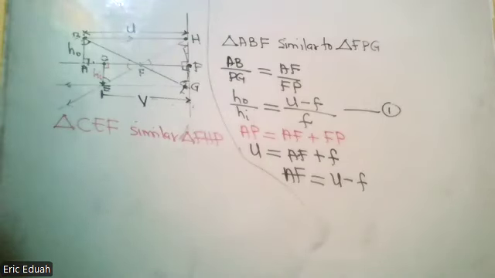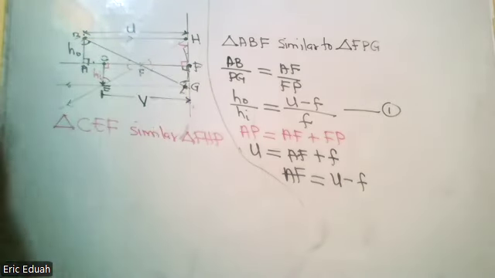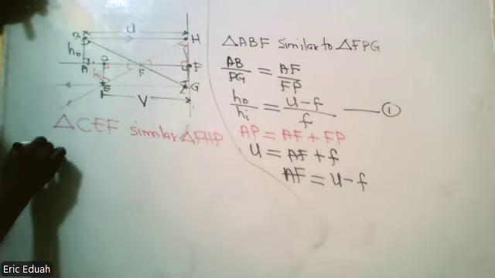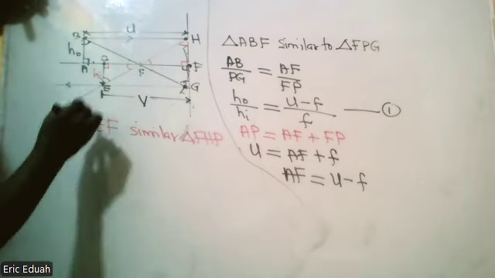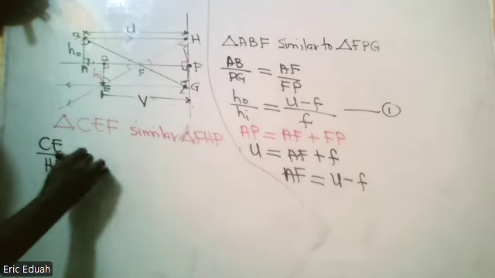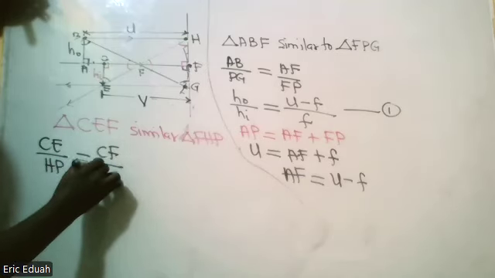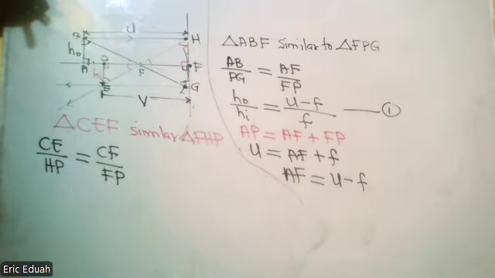And so when triangles are similar, one is a scaled up or scaled down version of the other. This is smaller than this, or this is bigger than this. Then we apply the third reason. The ratio of their sides must be equal. So CE by HP must be equal to CF over FP. Please, are you okay, class? Can I continue?